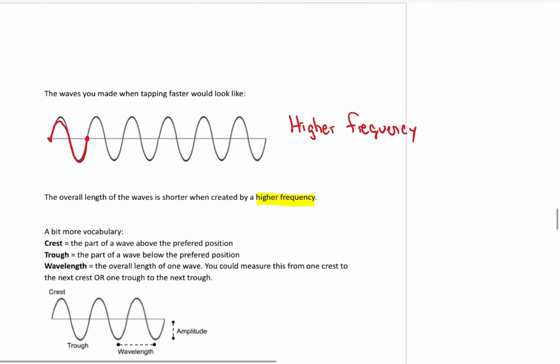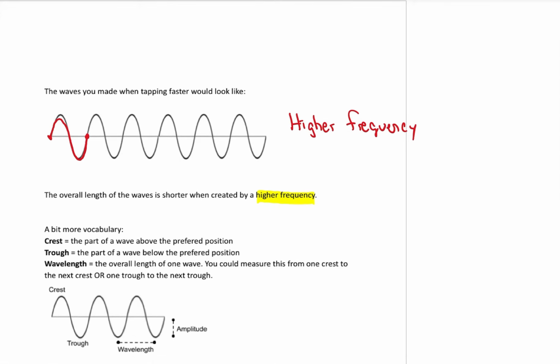When we're doing this kind of wave, the part that's above its preferred spot we call the crest of a wave. The part that's below we call the trough of a wave. We already talked about amplitude. Amplitude could be measured up or down, how far from that middle point to the very bottom of a wave, or it could be from the middle to the top of the wave.